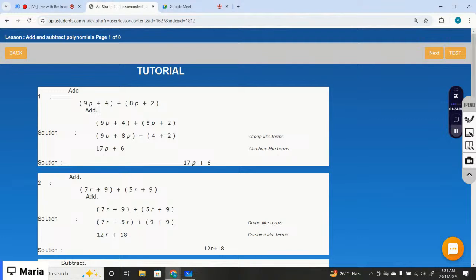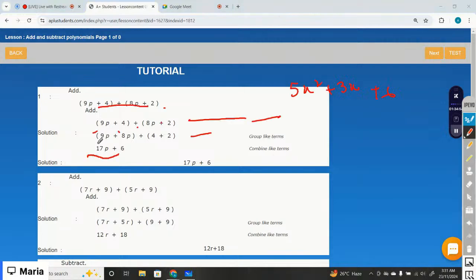Okay, now you have to simply add them, right? So you add the like terms. Like terms means the terms that have the same variable. So 8p and 9p are like terms, so just add 8p plus 9p. Then 4 plus 2, they are like terms, so make a group and then add. So that is 17p plus 6. Let's just start with the test questions.